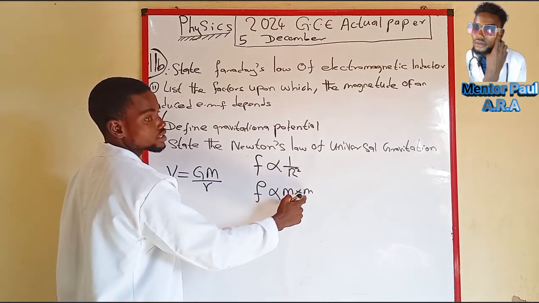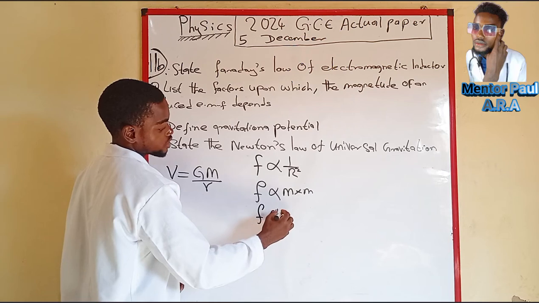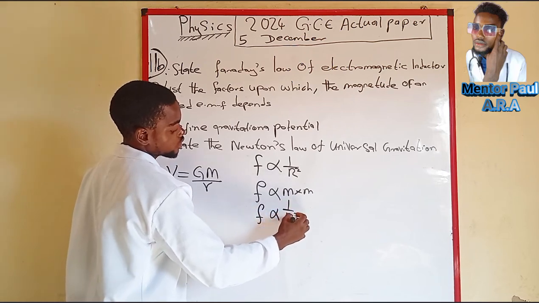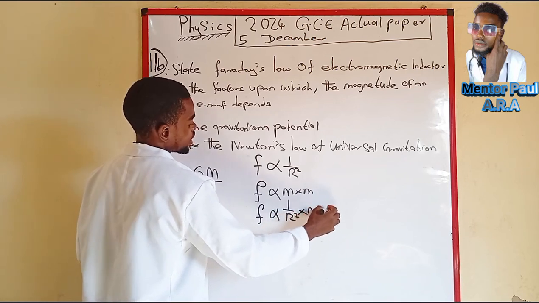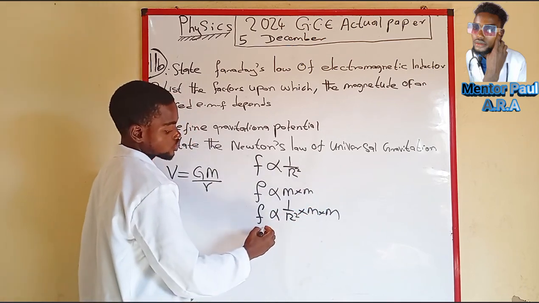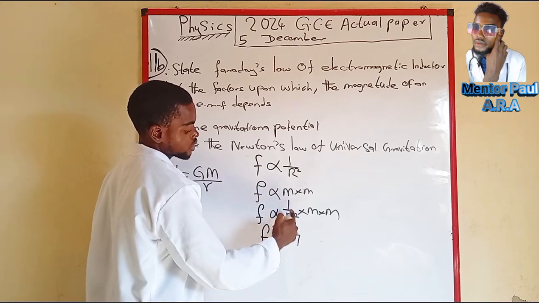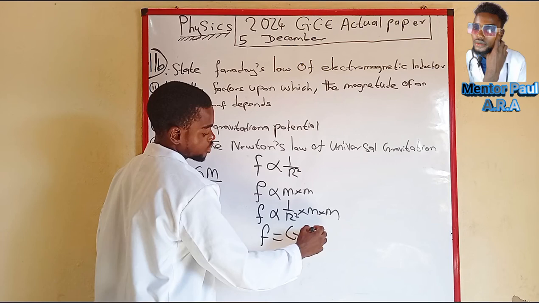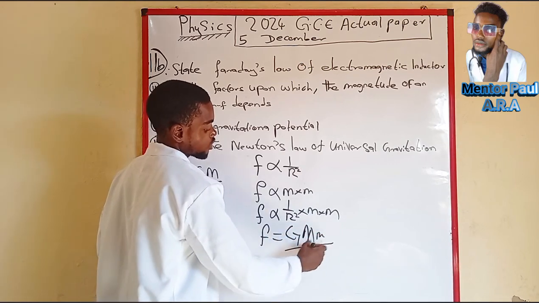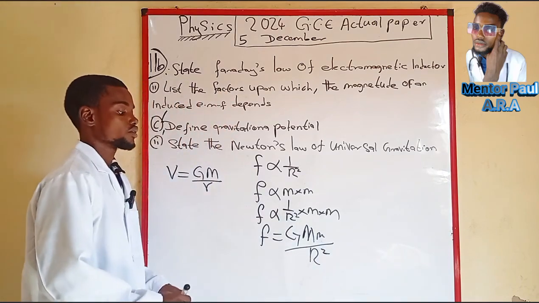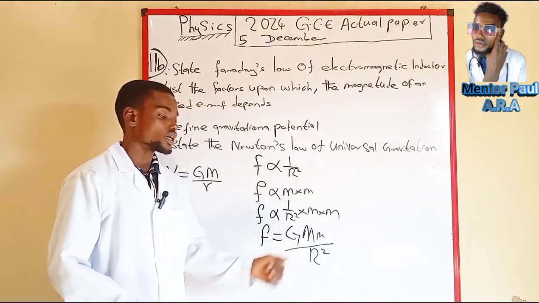Because their masses are not the same, we now have that F is inversely proportional to 1 over R squared, multiplied by M multiplied by m. So removing the proportionality, we put in the gravitational constant, F equals G M m over R squared. We make this M to be bigger and this one to be small. This is the gravitational force, where G is the gravitational constant.